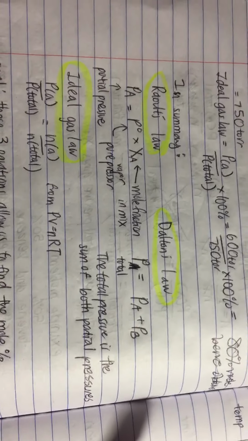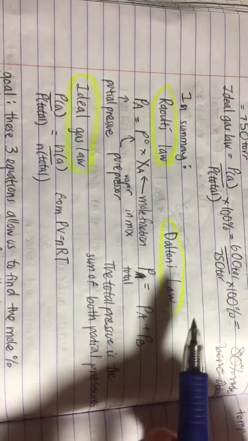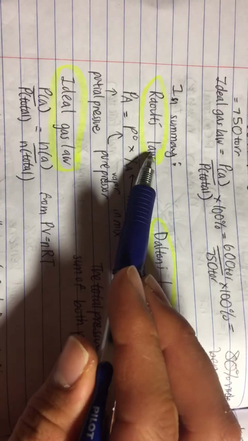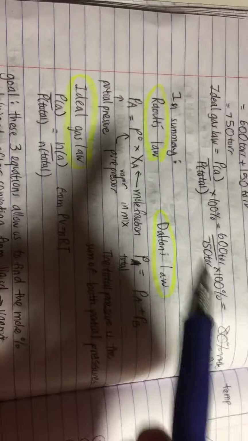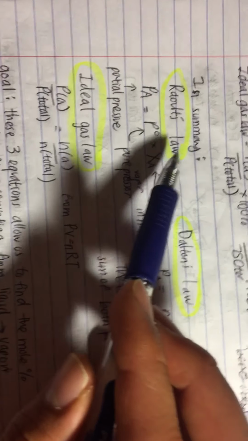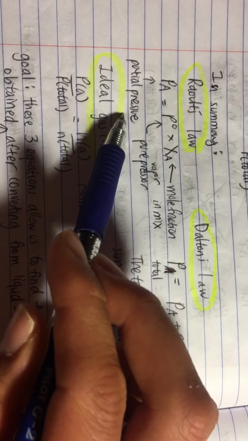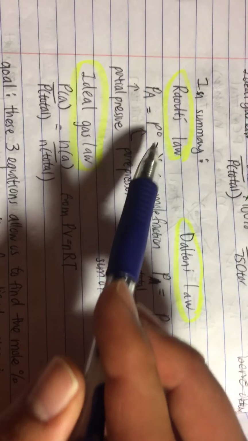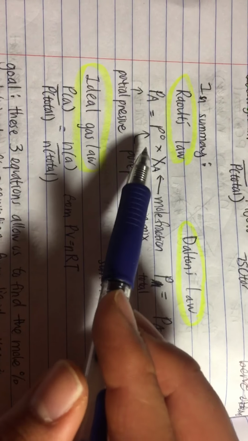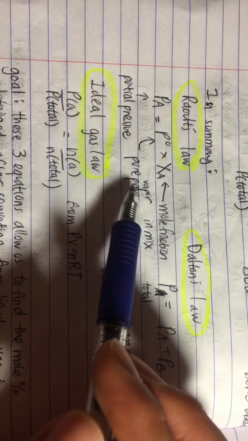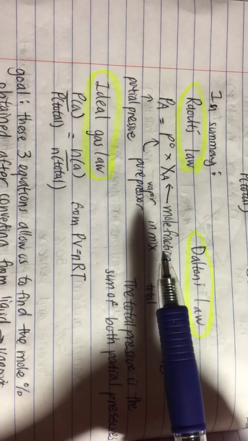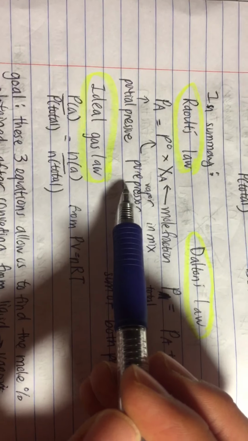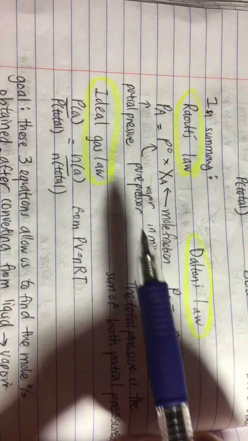after one simple distillation. And it requires these three laws: Raoult's law, Dalton's law, and the ideal gas law. So in summary, Raoult's law pretty much gives us the partial pressure from the pure vapor pressure of the molecule with the mole fraction in the mix. So let's say it could be 50%, and the pure vapor pressure is usually given to us.